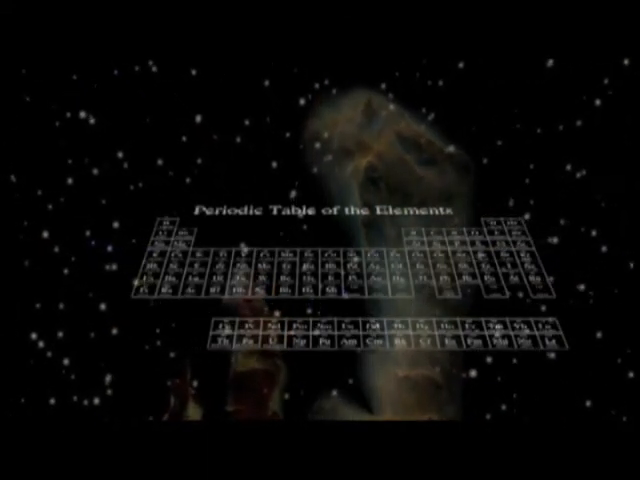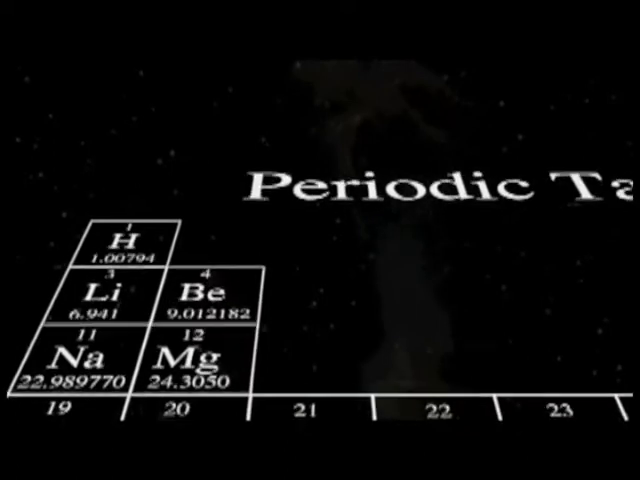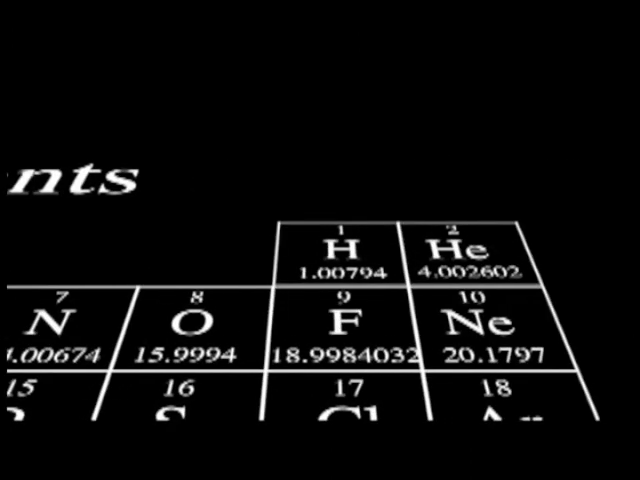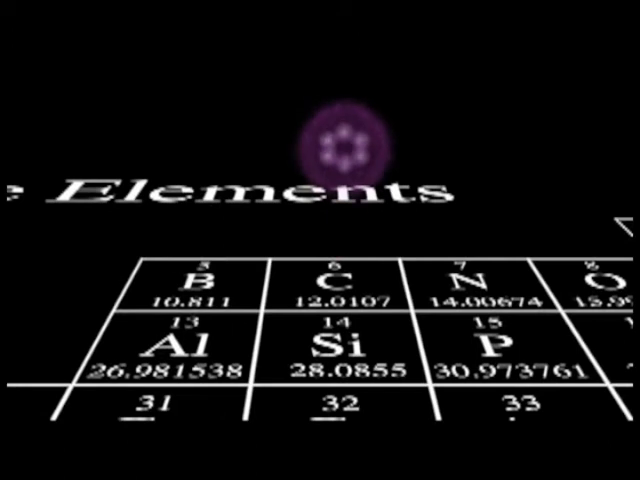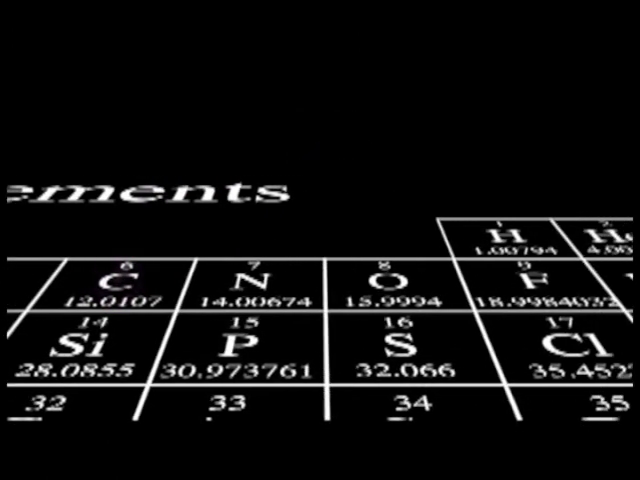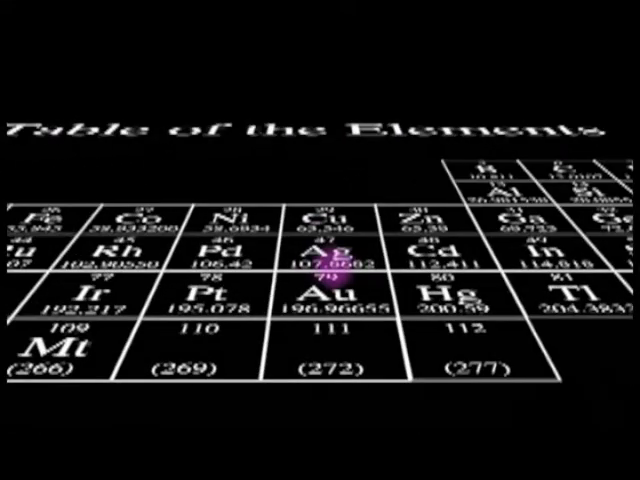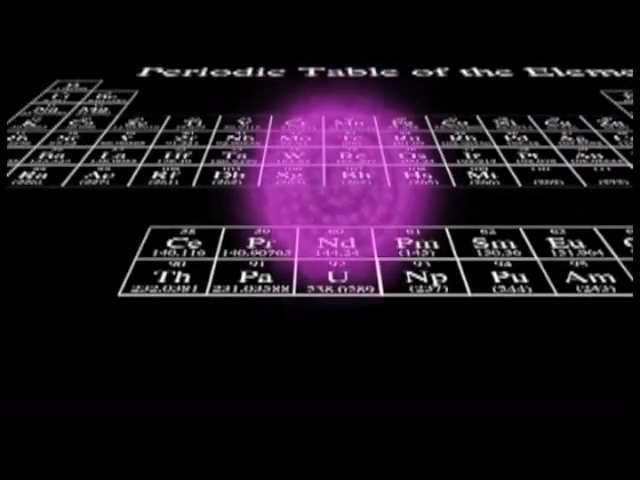The periodic table is a list of all the atoms in the universe that have different numbers of electrons. Hydrogen has 1 electron. Helium has 2. Carbon has 6. Oxygen 8. Gold has 79. And uranium has 92.